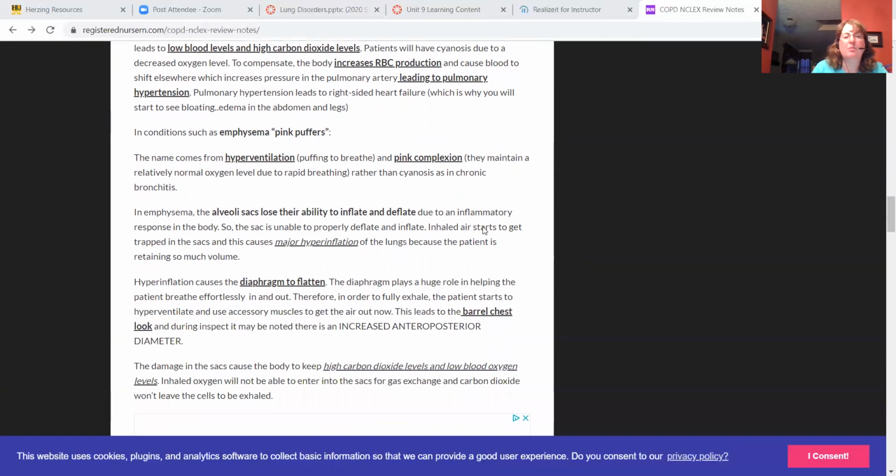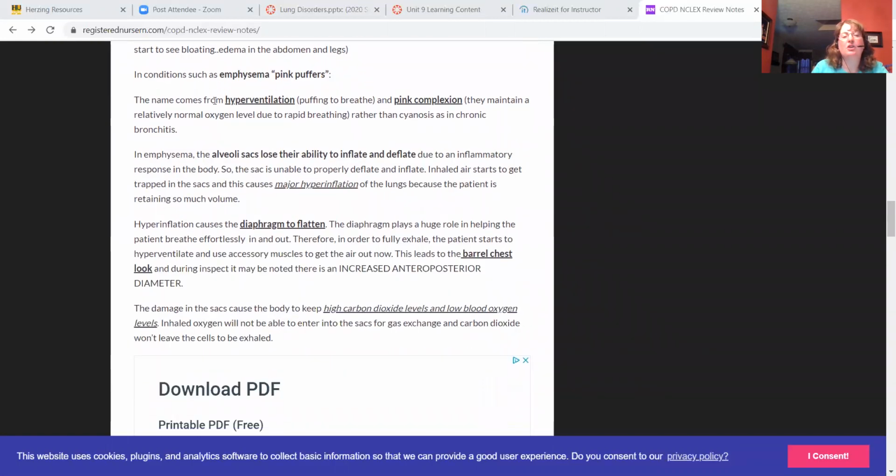And then with the emphysema, again, you have hyperinflation, so they're puffing to breathe. They do have a pink complexion. They may maintain relatively normal oxygen levels due to their rapid breathing. In emphysema, the alveolar sacs lose their ability to inflate and deflate due to an inflammatory response by the body. So the sac is unable to properly deflate and inflate, and inhaled air starts to get trapped in the sacs, and it causes major hyperinflation. And this is why they get the barrel chest.